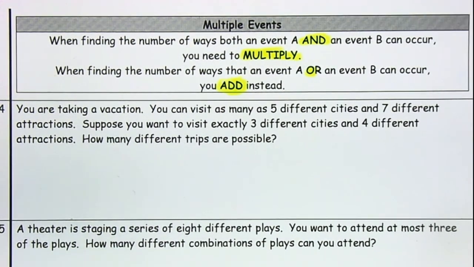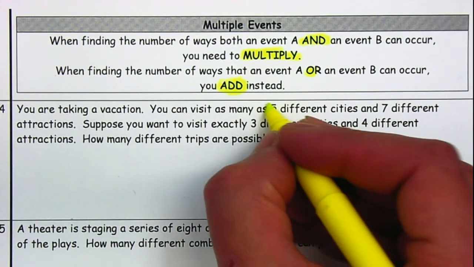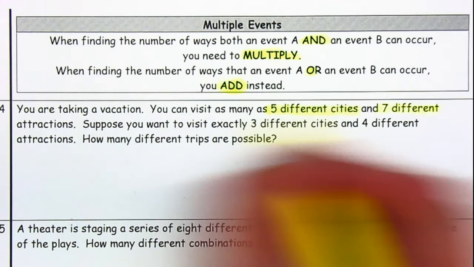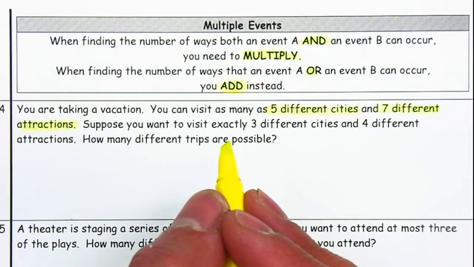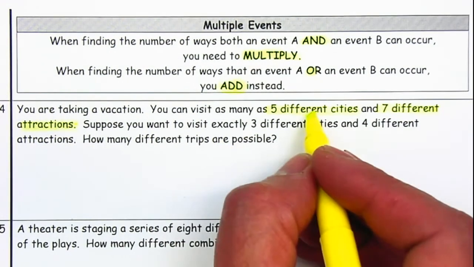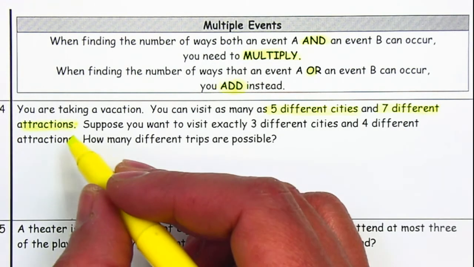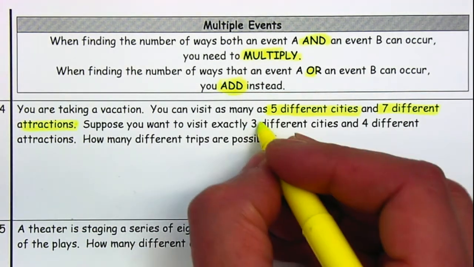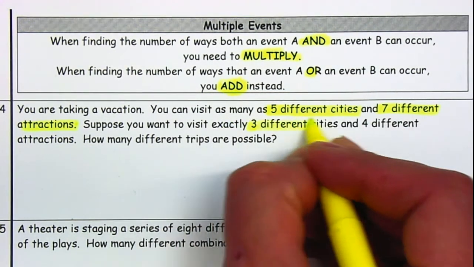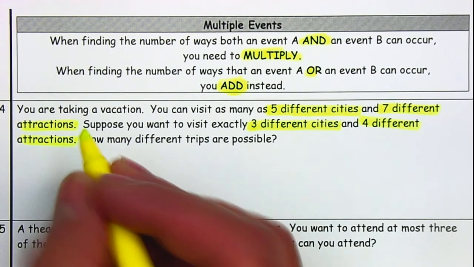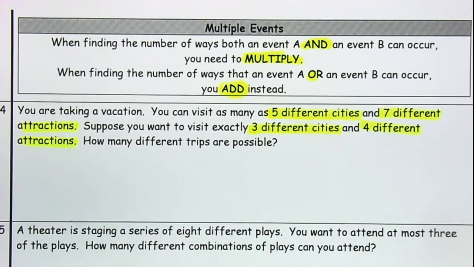For example, example number 4. You are taking a vacation. You can visit as many as 5 different cities and 7 different attractions. So there are 5 different cities available to visit and 7 different attractions. Suppose you want to visit exactly 3 different cities and 4 different attractions. How many different trips are possible?